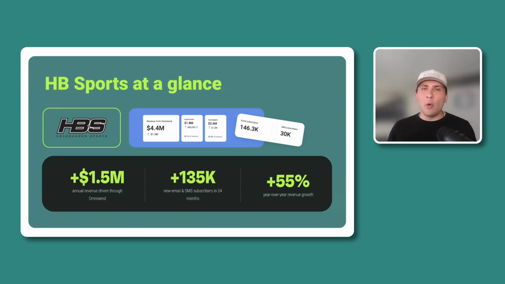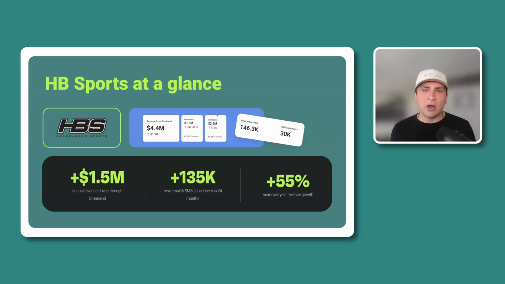So almost as a follow-up on that, the case study showed these numbers, and now I want to dive into the number one question, which was, that's great, but how do I do that? Either with an agency, without an agency, in-house. So these are the numbers we're benchmarking off of, which was HB Sports. We had 135,000 email and SMS subscribers in about 2 years, and then ended up adding $1.5 million in annual revenue just on Omnisend. So not in their entire business, $1.5 million in annual email revenue that's growing about 55% year over year, which has been great. And you can see real numbers here.